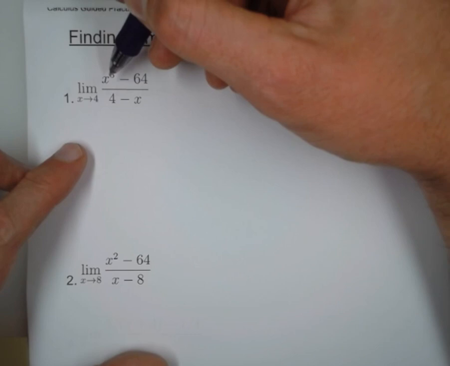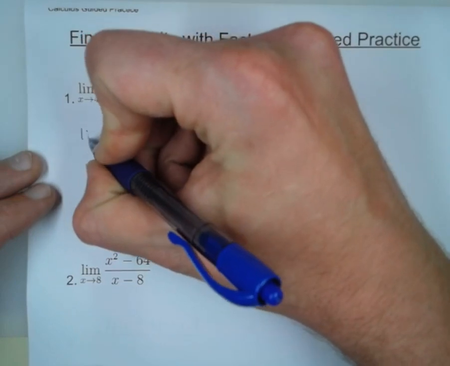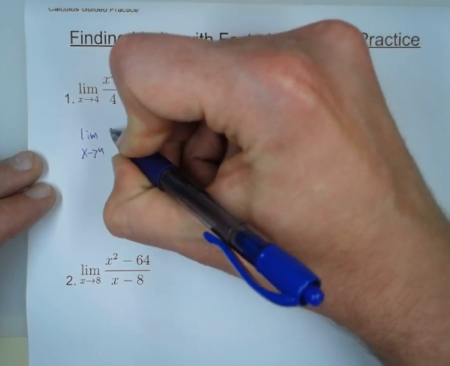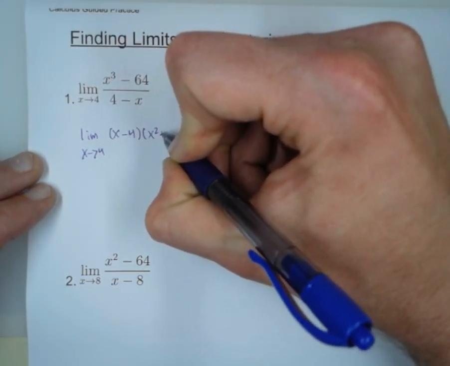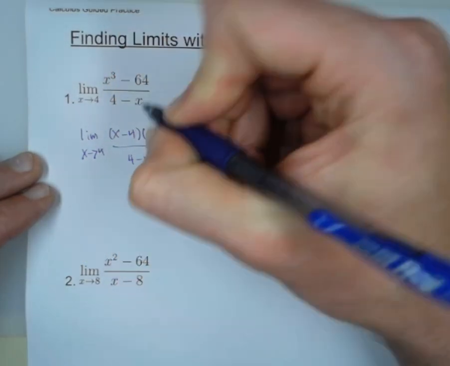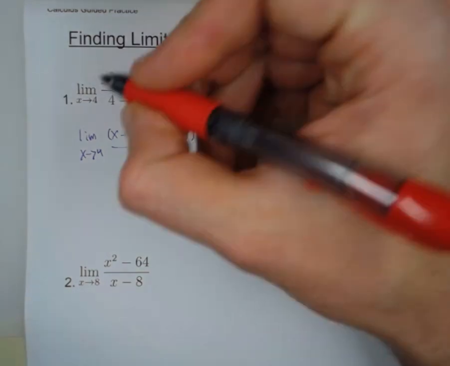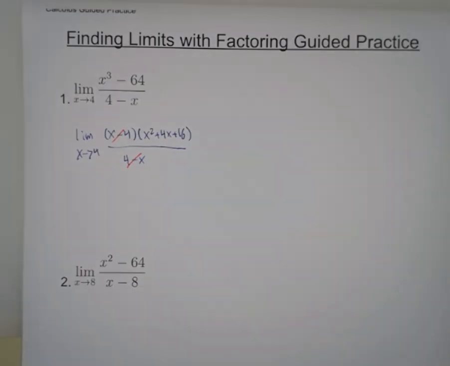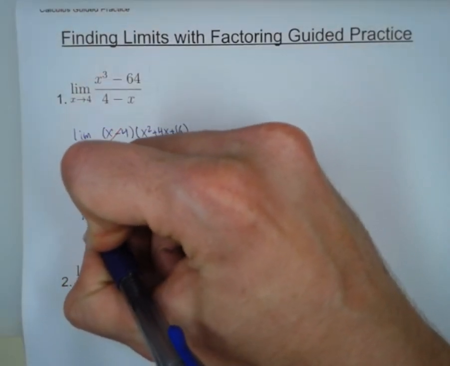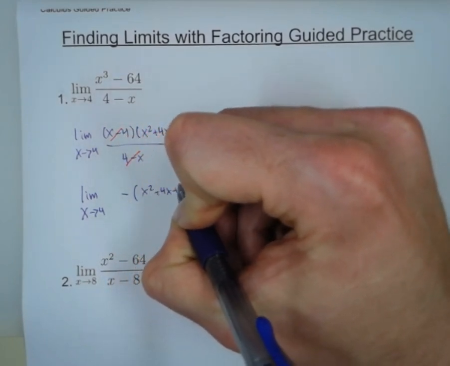So in this case, we have a difference of cubes, x cubed minus 64. Well, 64 is 4 cubed. And a difference of cubes can be factored into x minus 4 times x squared plus 4x plus 16 all over 4 minus x. Now these two factors, x minus 4 and 4 minus x, are opposites. So when we cancel them out, it's not like there's nothing left. They cancel out to be negative 1. So what we do is we write this with a negative sign out front. x squared plus 4x plus 16.